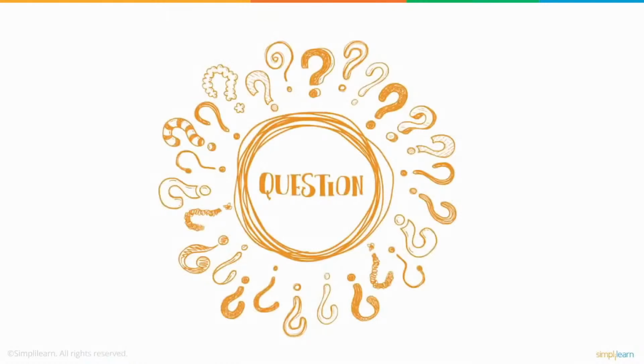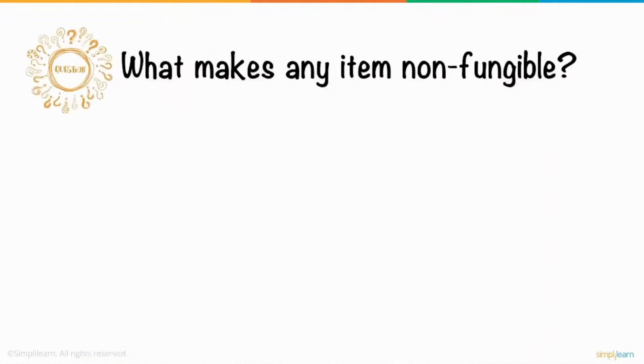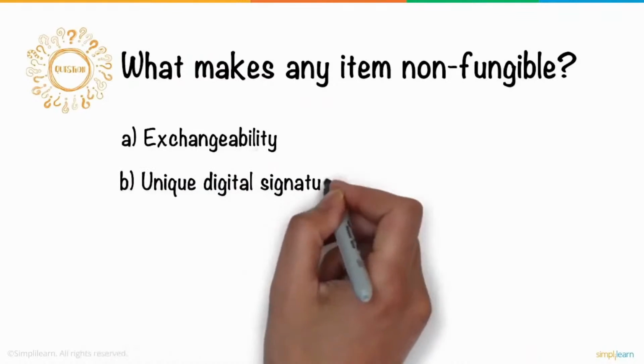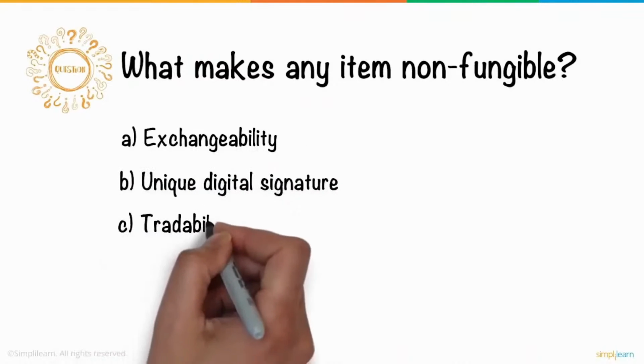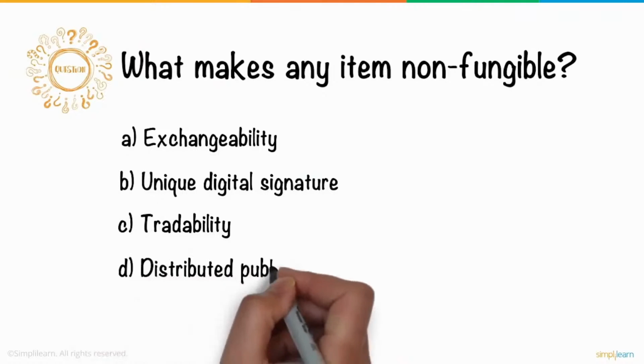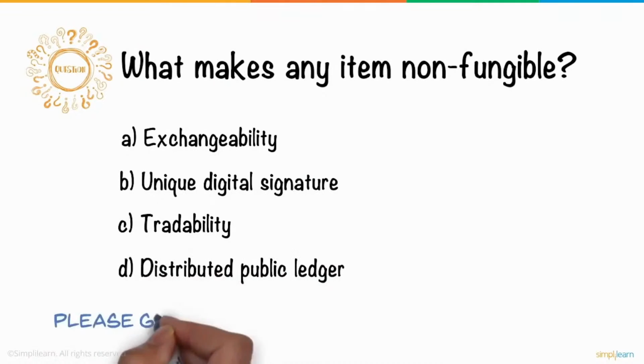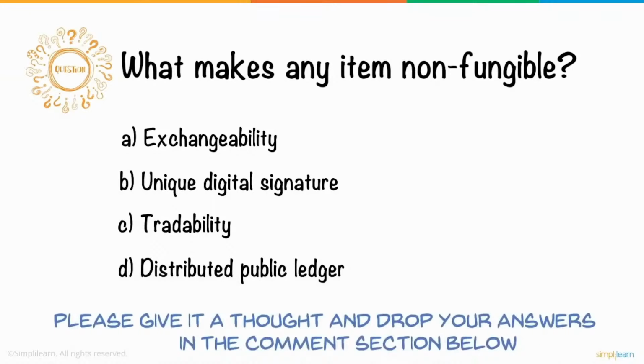So, here is a question for you. What makes any item non-fungible? A. Exchangeability. B. Unique digital signature. C. Tradability. D. Distributed public ledger. Please give it a thought and drop your answers in the comments section below.